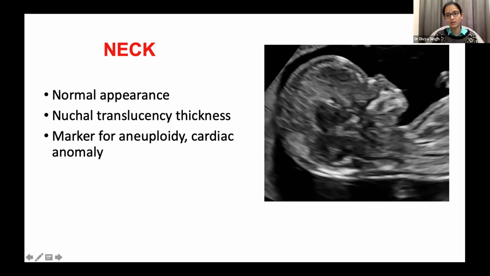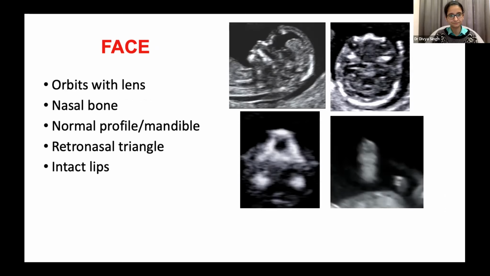You check the nuchal translucency, look for any abnormal cystic fluid collections, and remember that nuchal translucency is not only a marker for aneuploidy, but if you see a thick nuchal translucency, you should also look for non-chromosomal structural abnormalities, particularly the fetal heart, because cardiac abnormalities can also be associated with a thickened NT.